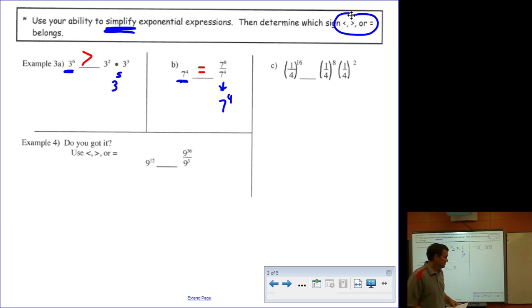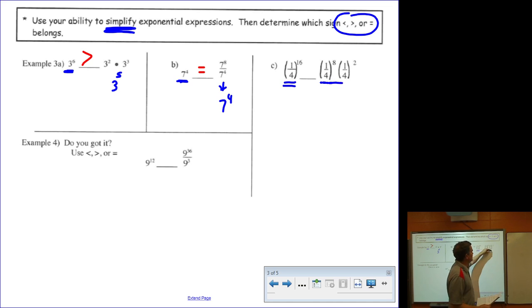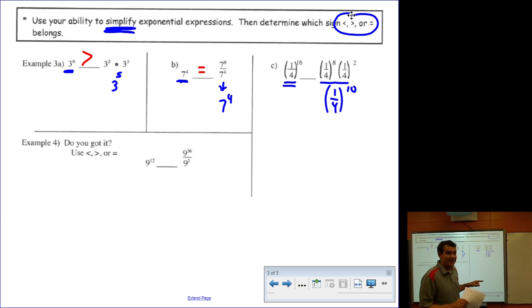This brings up an interesting one. So this guy is already simplified, but these guys need multiplied together. And when you multiply them, you get 1/4. And of course, when you're multiplying, you add the exponents, so it'd be 1/4 to the 10th. Right? I think they were hoping we'd multiply those and get 16, so it'd be the same. But we didn't fall for that, did we?